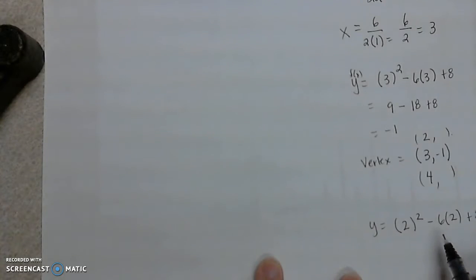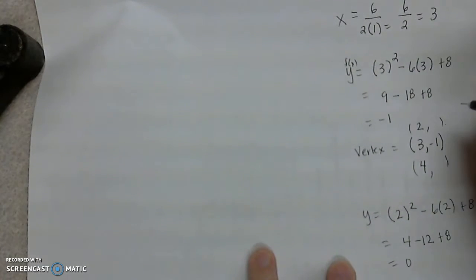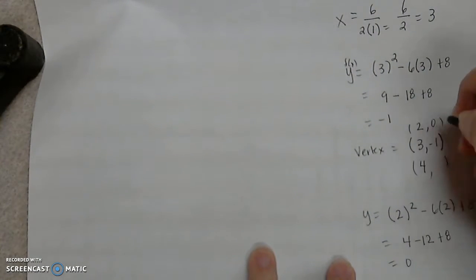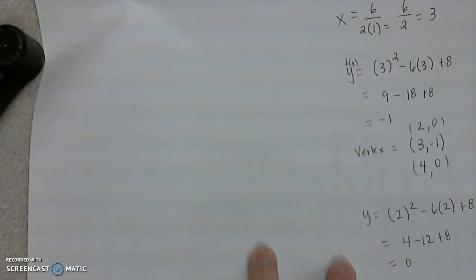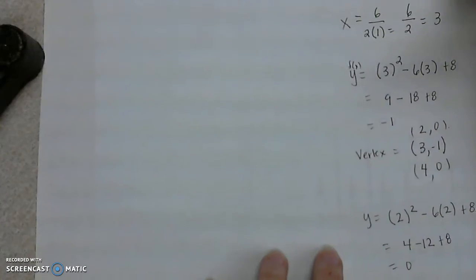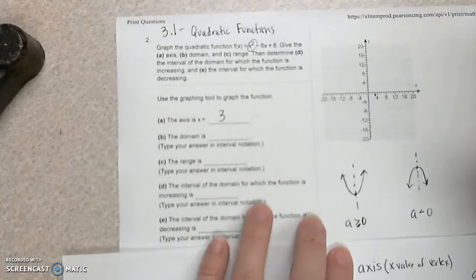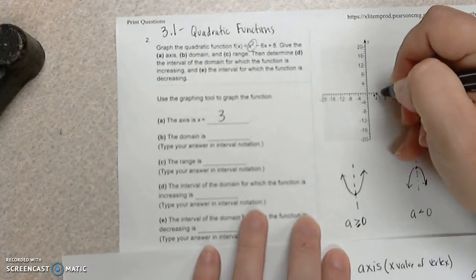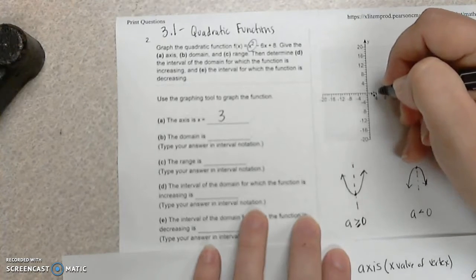Alright, so 2 squared minus 6 times 2 plus 8 would be 4 minus 12 plus 8. And then 4 minus 12 is -8, plus 8 would give us 0. Alright, so I can say that the other points would be 2, 0, and 4, 0. So I'm going to come and graph those on my graph here. So I'm going to go 4, 0, and 2, 0.